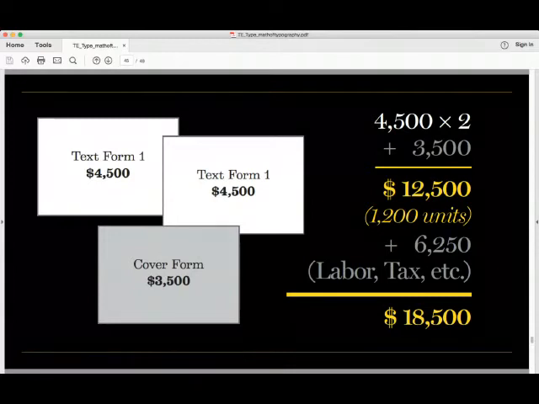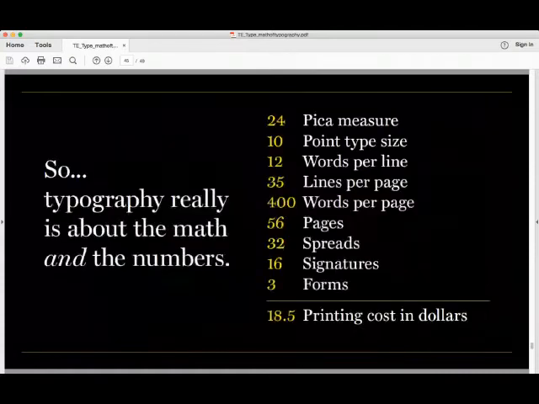So add another $3,500 for the cover, and we get around $12,500. If you add in all the other variables like labor and tax and shipping, binding, and everything else, we'll get to a ballpark of between 18 and 20, somewhere in there, okay? So the typography really can get the numbers in your head to a point of, wow, I can really just kind of tell a client what they're looking at here.